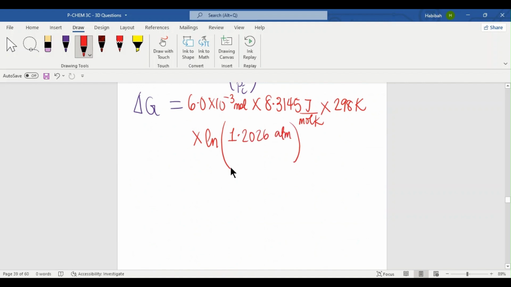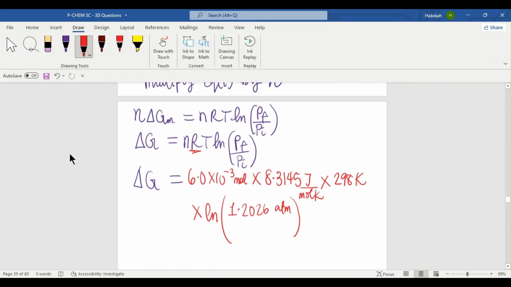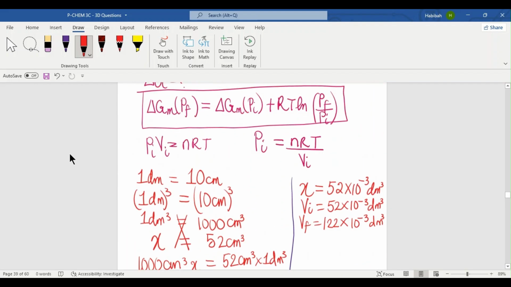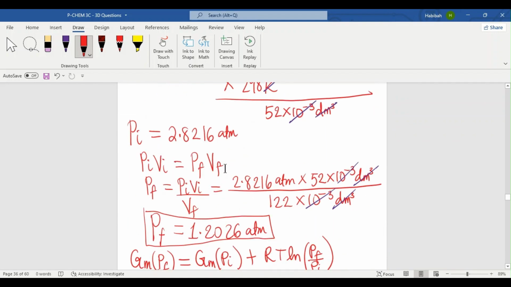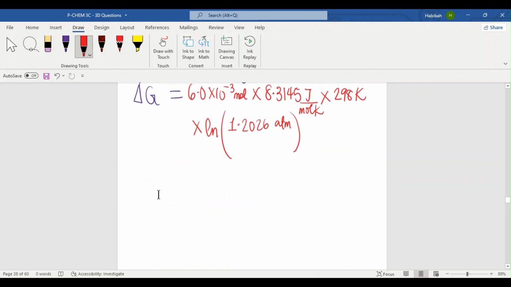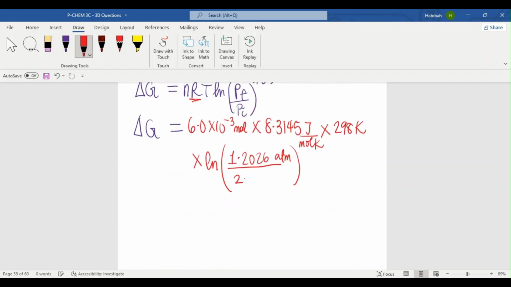Okay. Divided by, what's this called? The P initial, which is 2.8216. Divided by 2.8216 atmospheres. And I know some of you may be wondering, why didn't we convert from atmosphere to kilopascal?